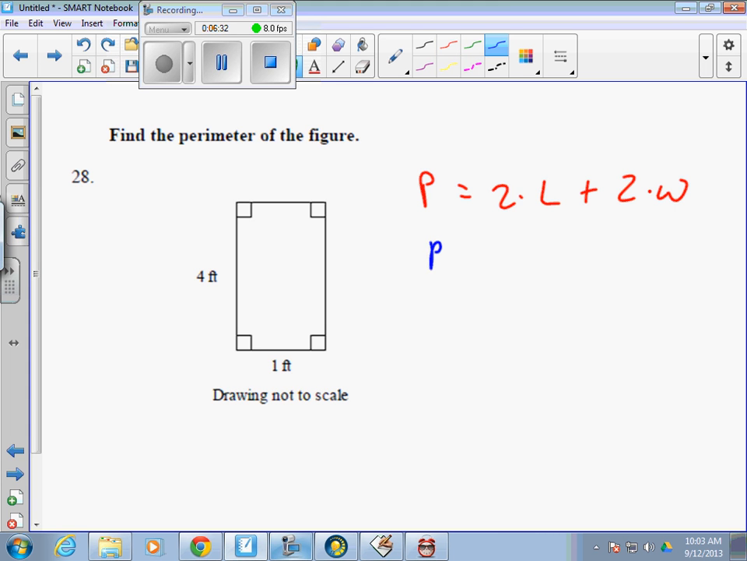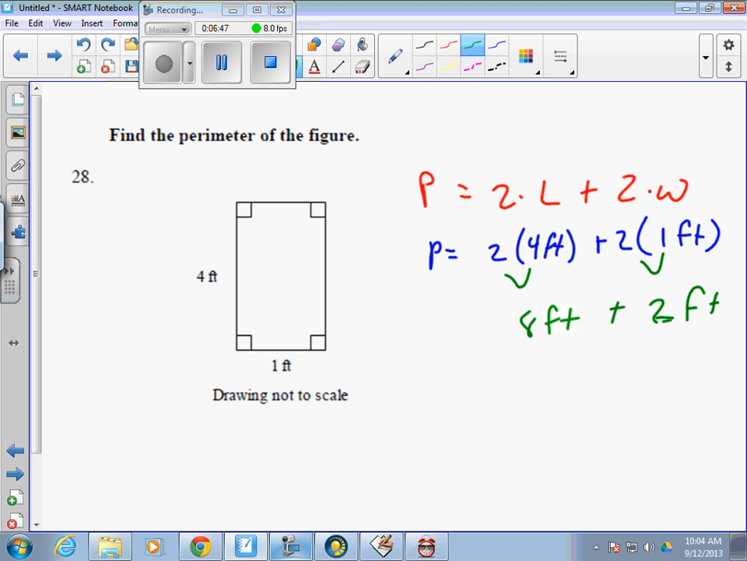Your perimeter is unknown right now. 2 times the length of 4 feet plus 2 times the width of 1 foot. So 2 times 4 is 8 feet, plus 2 times 1 is 2 feet. When you add those up, perimeter is 10 feet.